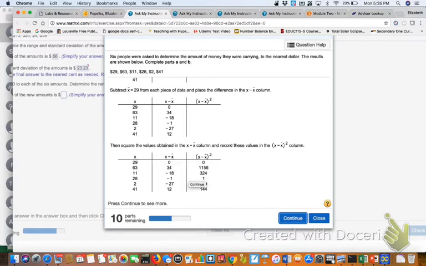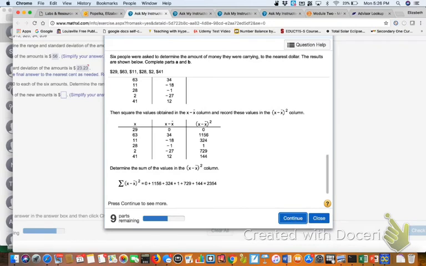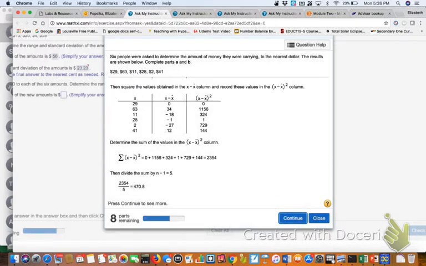So now I'm going to hit continue again. And it says determine the sum of the values in the x minus the mean squared column. So you're going to add together all of these numbers because of course that's what the sum means. So that's what they're showing you here, that you added all of those numbers together. And then if I click continue again, the rest of the formula for standard deviation is a little bit different from the mean.